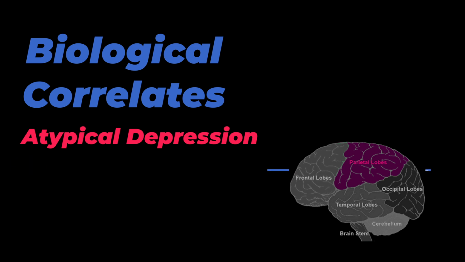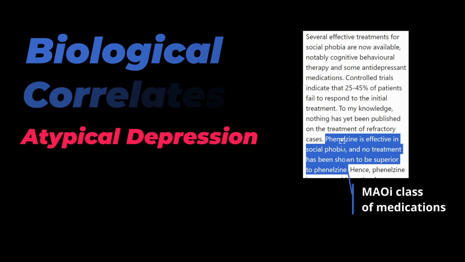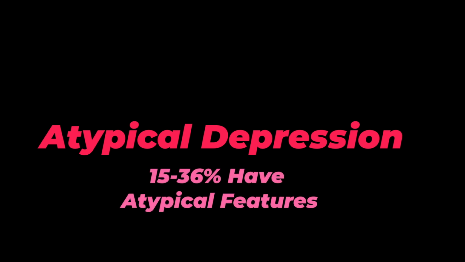And I can't help but wonder if this is why phenelzine has been shown to be especially effective in social anxiety disorder. Phenelzine has an unrivaled effect size that's double that of the other medications. So maybe somehow MAOIs are improving the rejection sensitivity and making social anxiety reduced. And then just a few random facts. Although it's termed atypical, it's actually a common form of depression and one of the most common forms in outpatient settings. Probably about 15 to 36% of patients with depression have atypical features. In the STAR-D trials, it was 18%, and it's probably even higher in bipolar II and dysthymia.